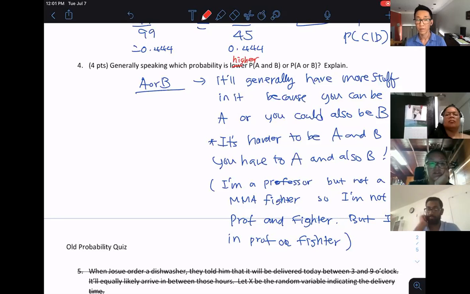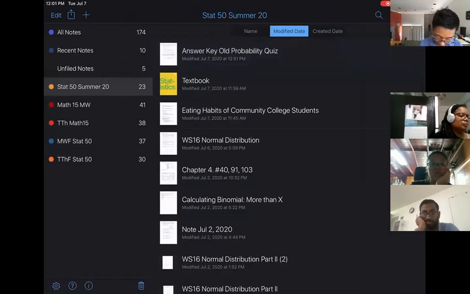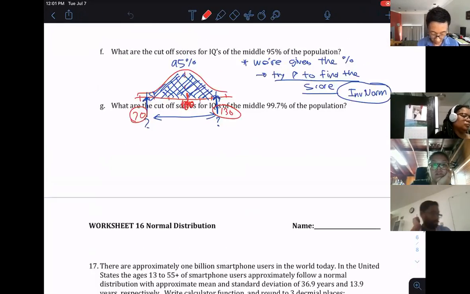Professor, I have a question about one of the worksheets. Yes. Worksheet number 16, number 9. I just wanted to know how to do that.